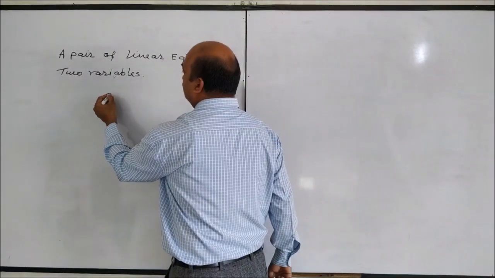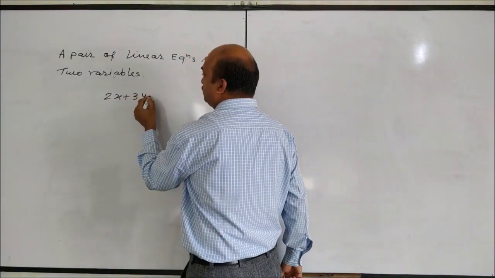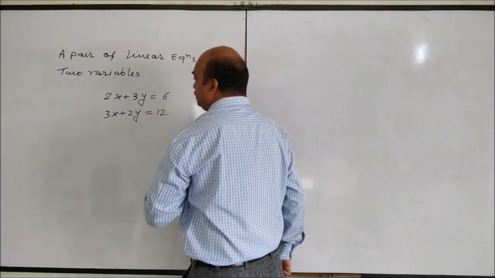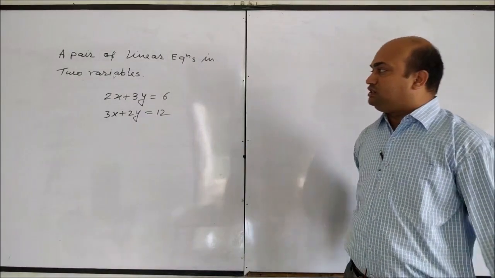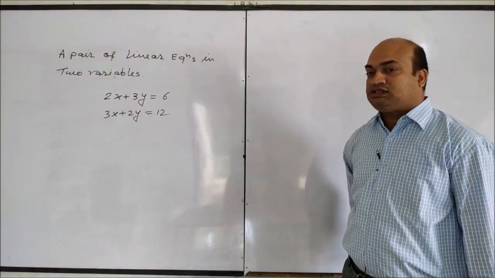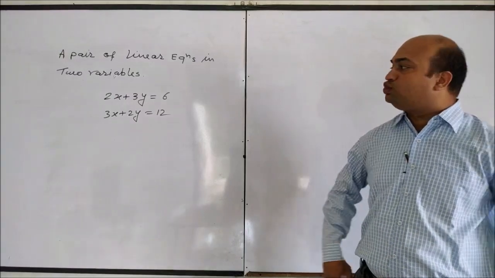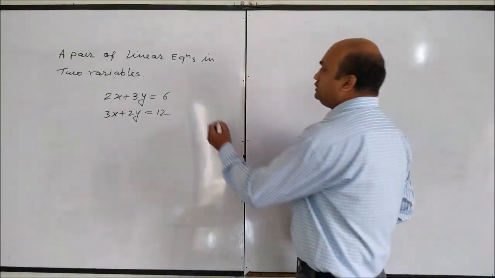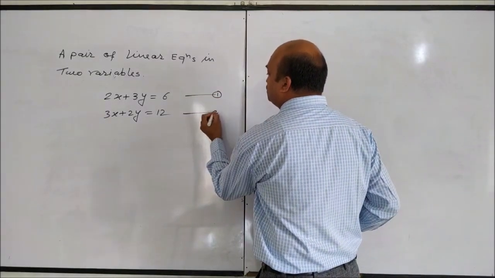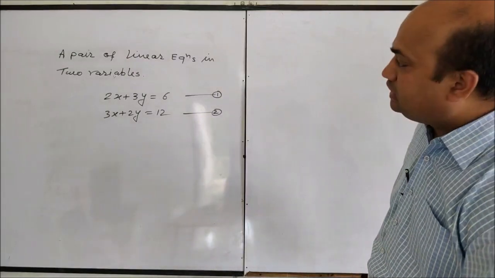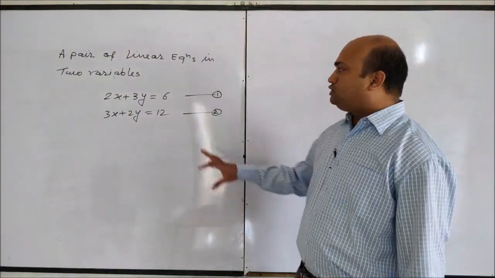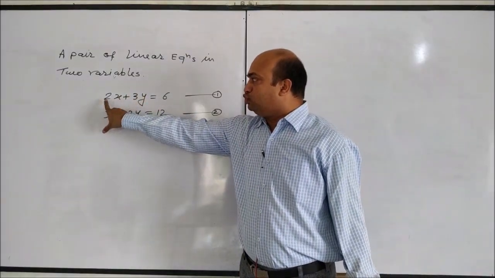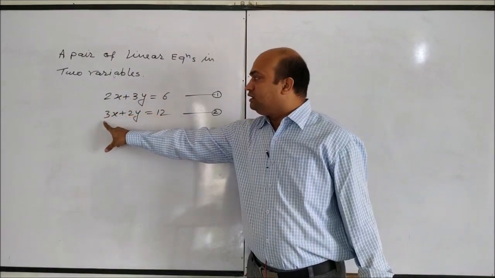You see, we can take these two equations: 2x plus 3y is equal to 6 and 3x plus 2y is equal to 12. These are linear equations in two variables. This we consider as equation 1 and this as equation 2. Here we have two variables x and y, and 2, 3 and 6, these 3, 2 and 6 are constants.